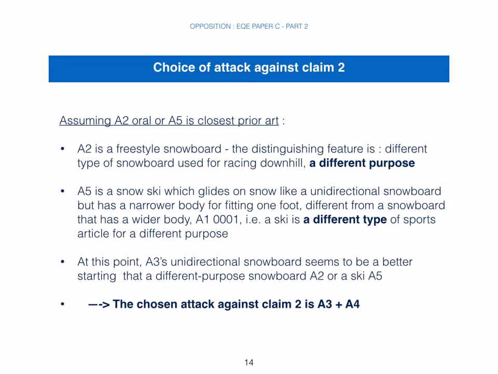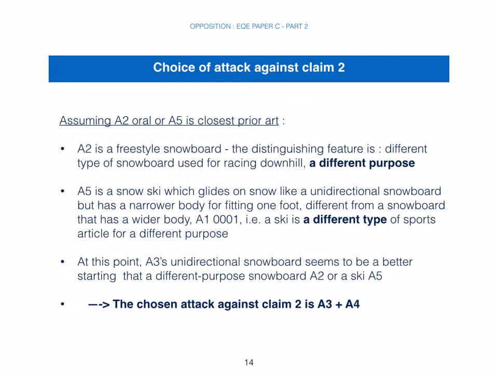At this point, A3's unidirectional snowboard seems to be a better starting point than a different purpose snowboard A2 or a different purpose ski A5. So we will say that the chosen attack against claim 2 would be A3 plus A4. Note that the same purpose is an important factor in choosing the closest prior art, and here the secondary documents had different purpose.